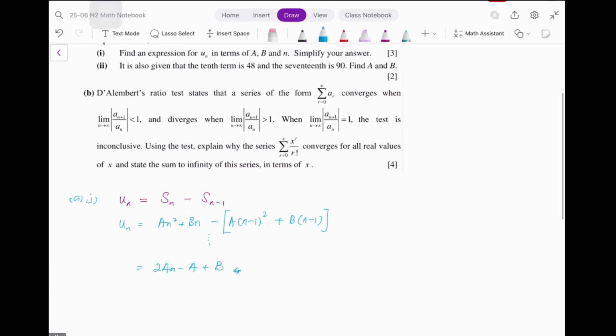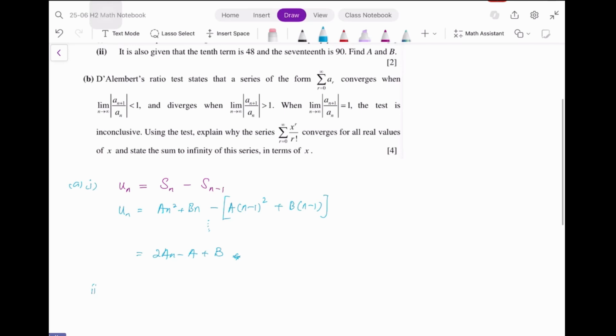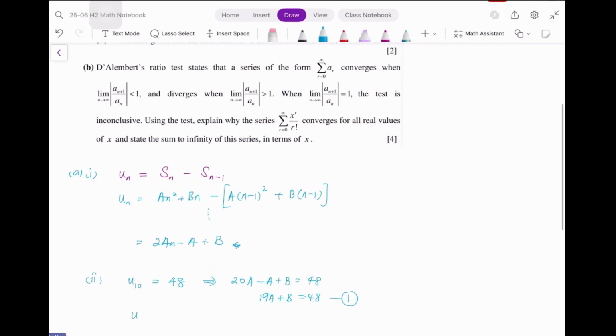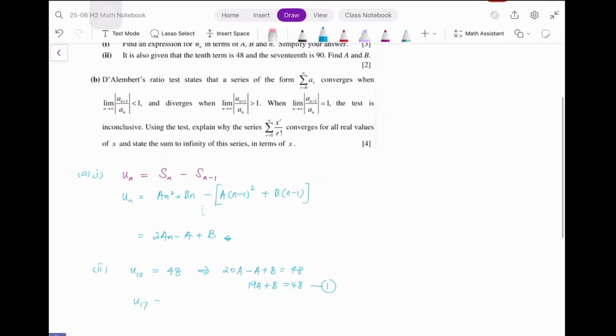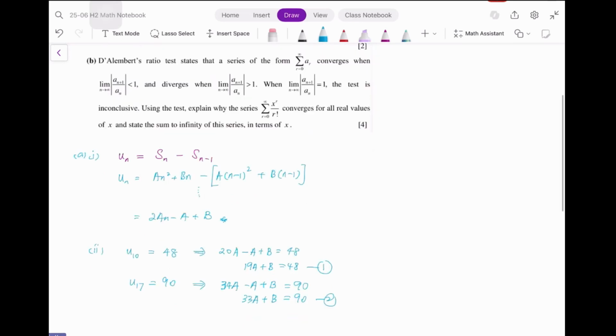Okay, now part 2. It is also given that the 10th term is 48. So that means our 20a minus a plus b will be equal to 48. So 19a plus b is equal to 48. This is equation 1. Then the next one is what term? The 17th term is 90, right? So this means that we have 34a minus a plus b is equal to 90. So 33a plus b is 90. Okay, so this is equation 2.